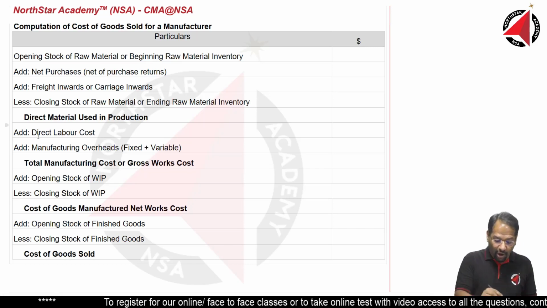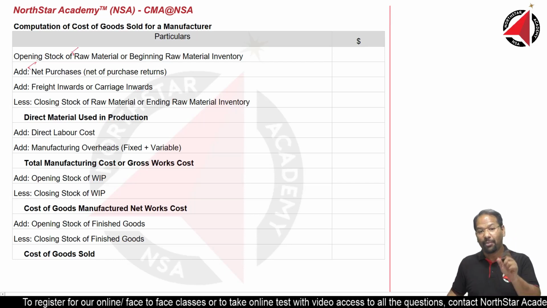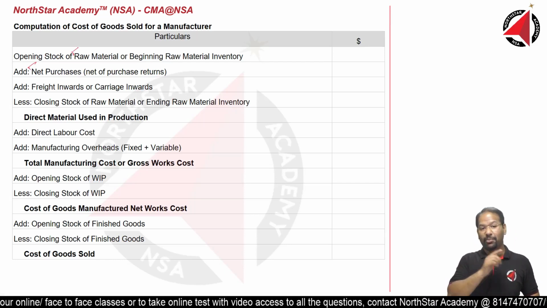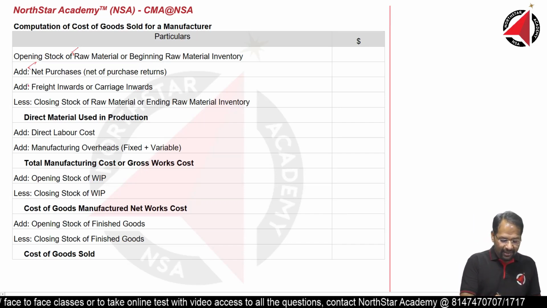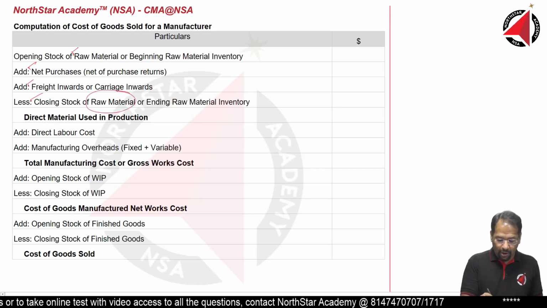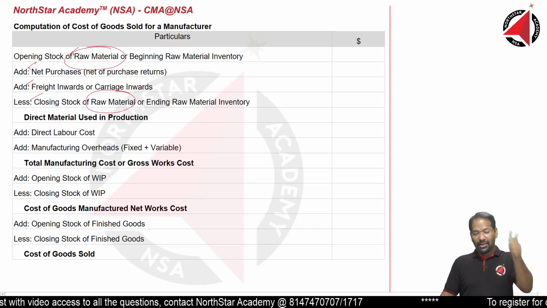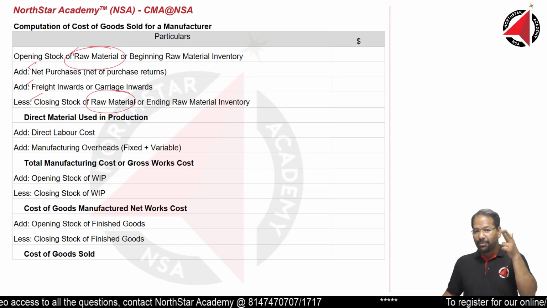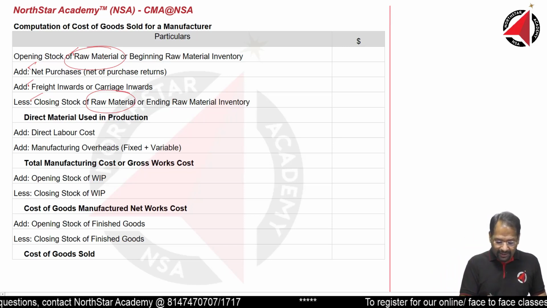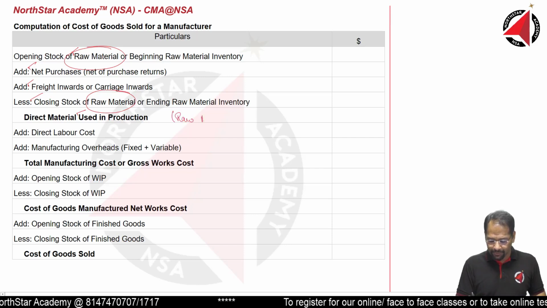Opening stock of raw material, then we add what? Net purchases. Which net purchases? Raw material. Because I am a manufacturer, I will not purchase finished goods, I will purchase raw material. And then add freight and subtract closing stock of raw material only. Very important, raw material here. Comfortable? So, raw material opening plus purchases plus freight minus closing stock of raw material. What do you get? You get direct material used in production or raw material consumed.